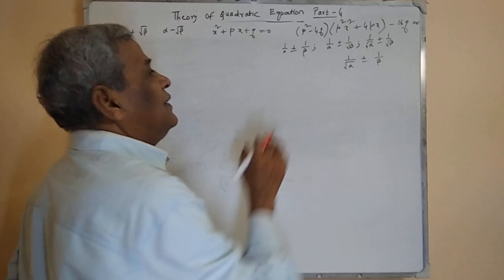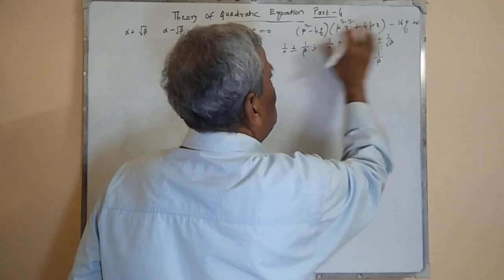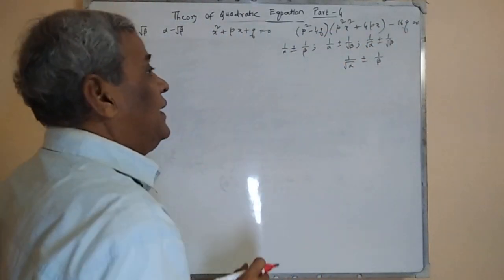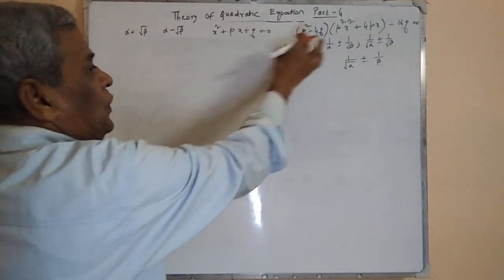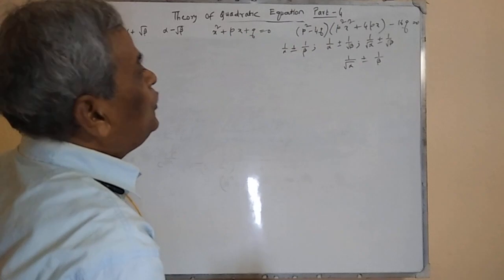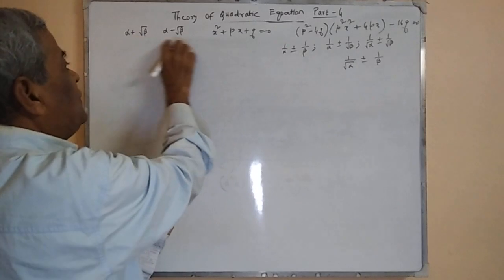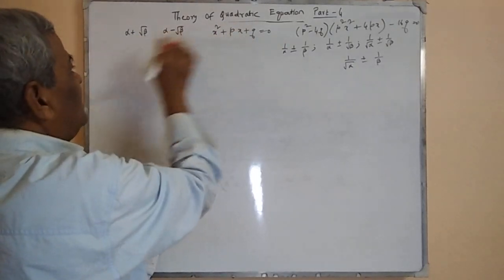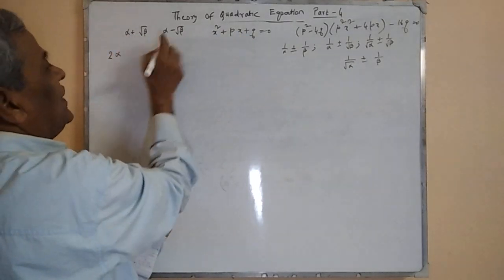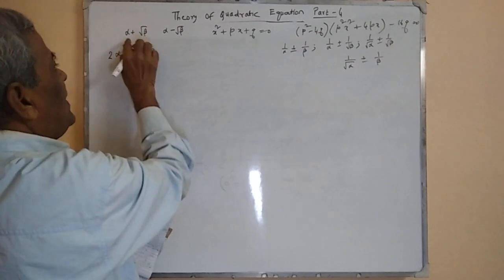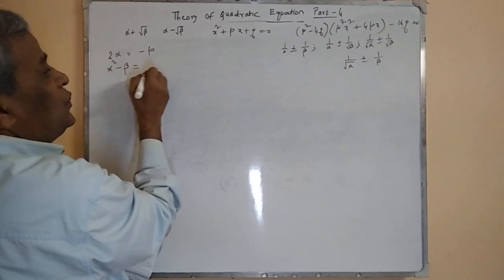One thing: its roots are given in the options in terms of alpha and beta only, not in terms of p and q. So from this equation, p and q have to be eliminated in terms of alpha and beta. Sum of the roots is 2 alpha, equal to minus p. Product of the roots, alpha square minus beta, is equal to q.